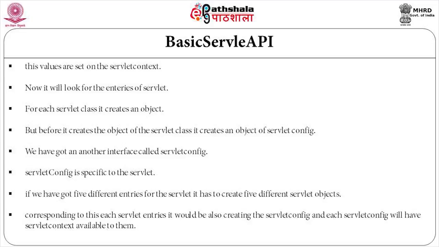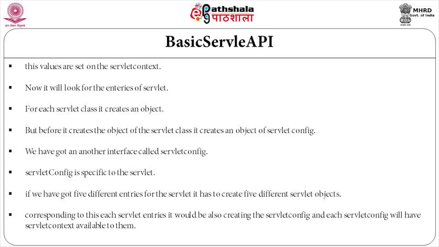But even before it creates an object of that class, it is first creating an object of a servlet config. We have another interface called ServletConfig. So, an object of ServletConfig is going to be created. What would the object of ServletConfig have? There is going to be one servlet context per application. In servlet context, anything specific to the application is available: the initialization parameters, those context param entries, that information is available from servlet context.